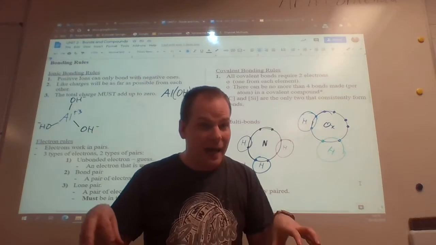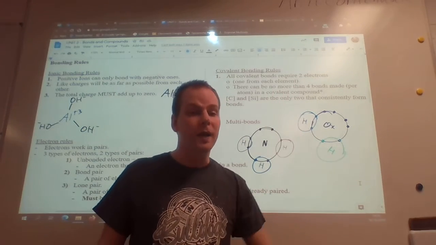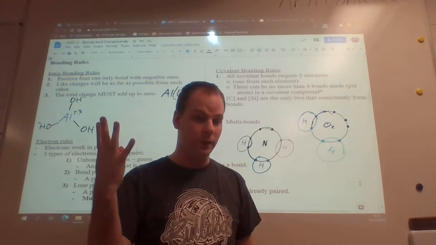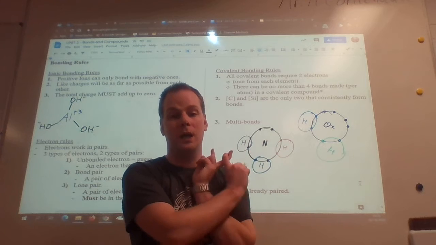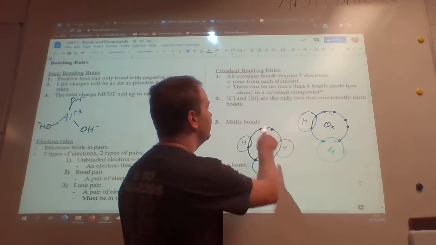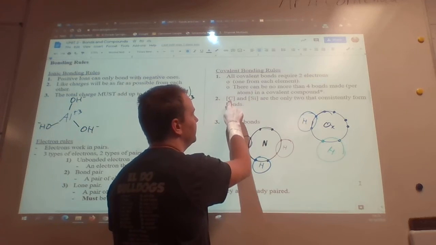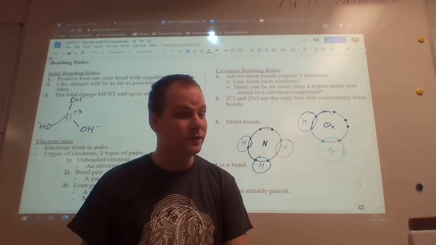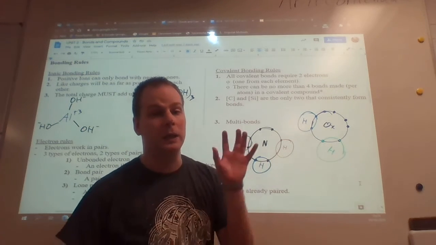Now, in this class, there are only 2 elements you have to worry about that can make more than 4 bonds. Those are going to be carbon and silicon. I would highlight carbon, not silicon, because you're not really going to see silicon much. But carbon, you're going to deal with a lot.